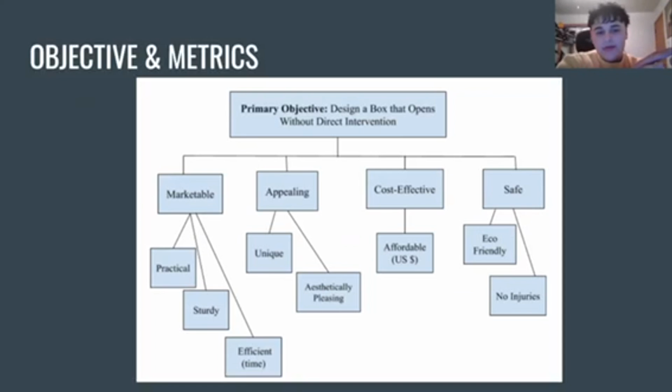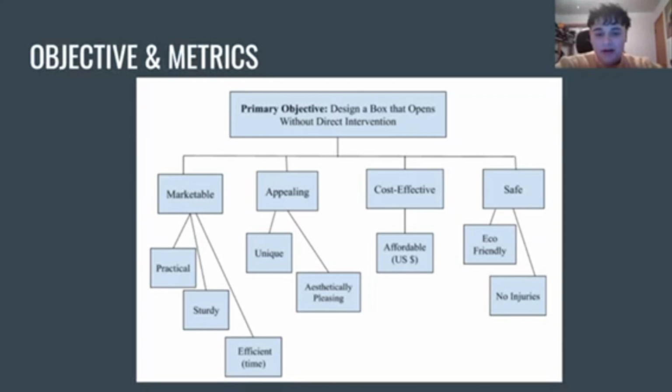The next one is appealing. We want that box to look nice, aesthetically pleasing. What does that mean? That means we want the box to look simple yet beautiful. The box should be unique. Someone should look at it and be like, that box is pretty beautiful. Not some box that's made from the garbage disposal, something made from the trash. No, we want it to be simple.